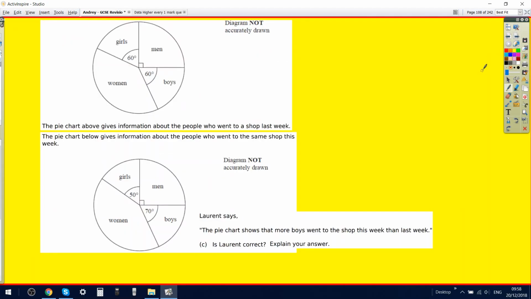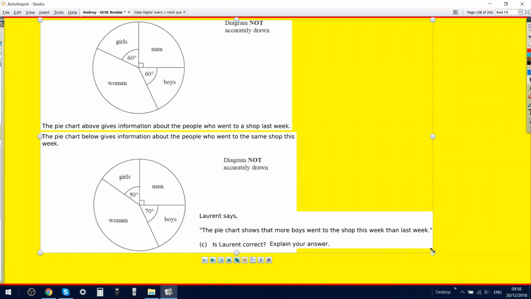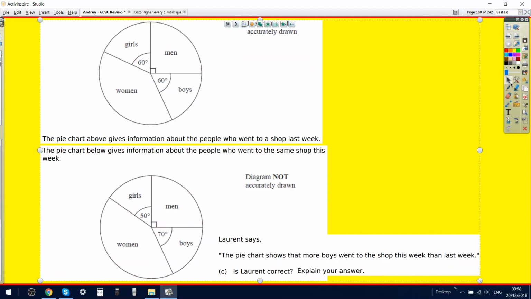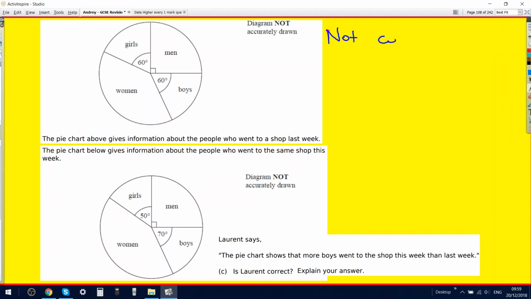All this stuff. Okay. To a shop last week. Oh, okay. Let's try this one. Question C down the bottom. But the whole thing is necessary. Yeah. Would you say she is correct because they said the angle is 10 degrees higher or something? They are not correct. The reason why is that there's a higher proportion.